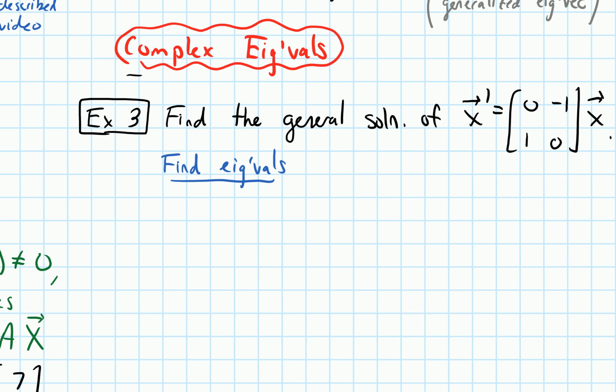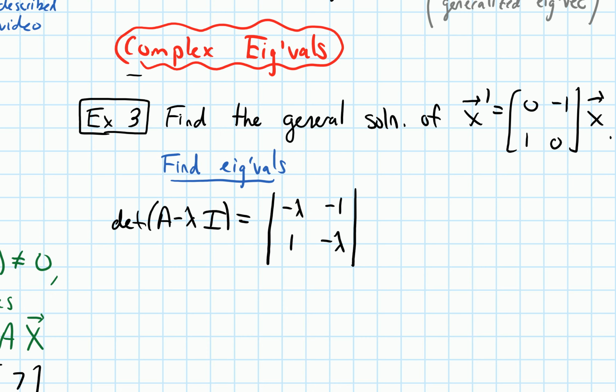So let's look at the characteristic polynomial. So we look at the determinant of A minus lambda I. I'm taking a determinant, so I'm going to write my vertical lines to indicate that. When I subtract lambda from each of the diagonal entries, we get negative lambda and negative lambda on the diagonals. The other entries are the same, so negative 1 and positive 1.